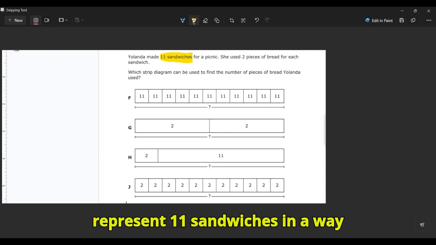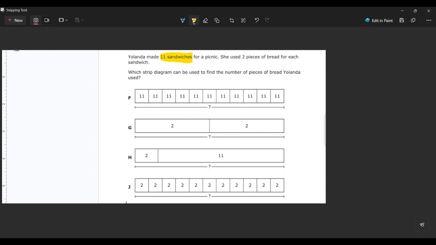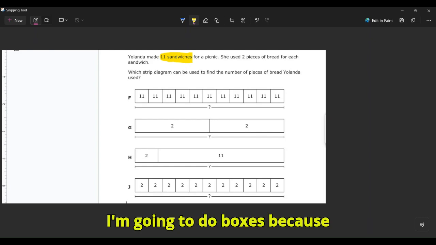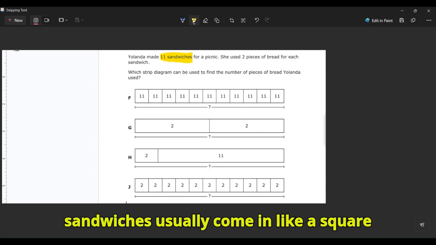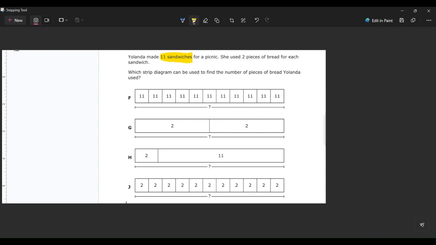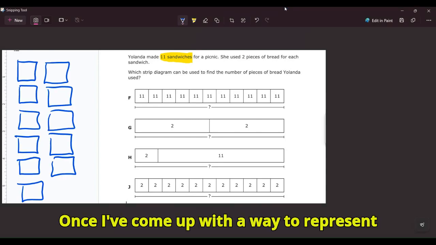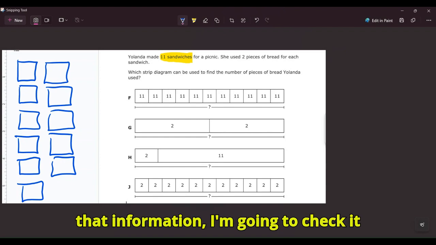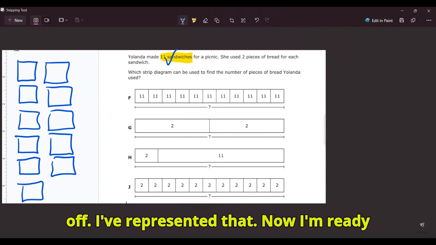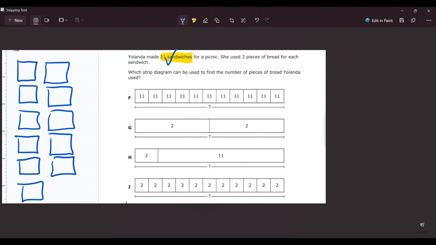So how could we represent 11 sandwiches in a way that we understand? I'm going to do boxes because sandwiches usually come in like a square shape. So I'm going to make 11 boxes. Once I've come up with a way to represent that information, I'm going to check it off. I've represented that. Now I'm ready to move on to the next sentence.